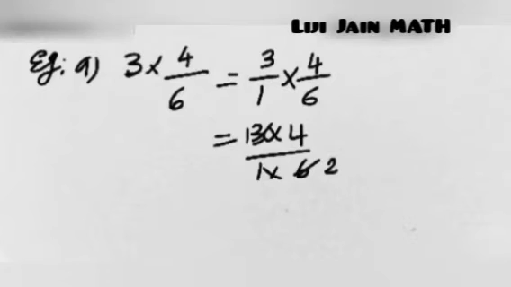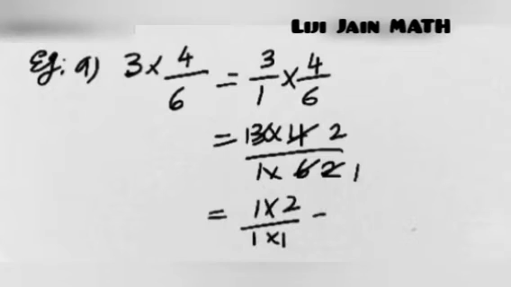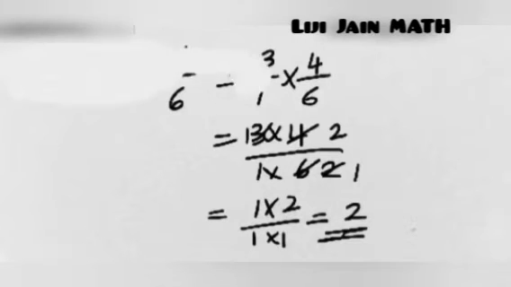Now, can we cancel this 2 and any of the numerators? Yes, 2 and 4 can be cancelled by 2's table. 2 ones are 2, 2 twos are 4. So what remains? Yes, 1 into 2 by 1 into 1. 1 two is 2, 1 one is 1. 2 by 1 means 2. 2 is the final answer. Got it?